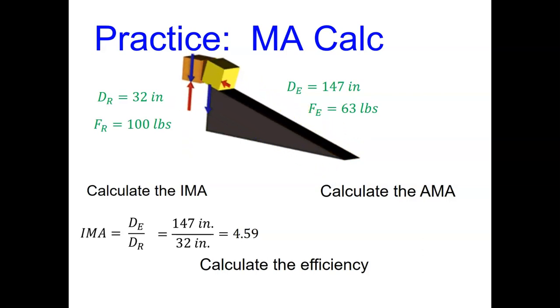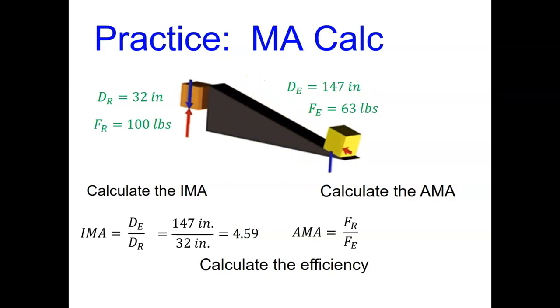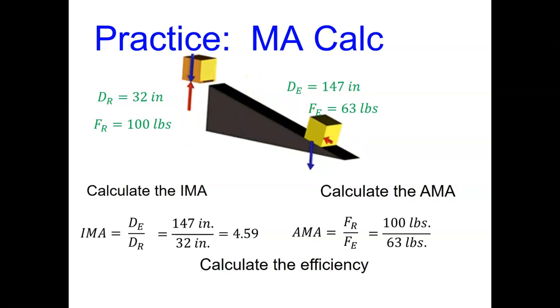Now, our AMA, let's do the same thing, keeping in mind that we're actually using forces to measure this out. So I'm going to write down our equation. AMA is the ratio between your resistance force, which is the box we're trying to lift, versus the effort force, which is the force you're actually putting into that push. So we're going to toss those numbers in. I know that my box weighs 100 pounds. I know I'm only putting in 63 pounds, which is a good advantage. And I find my AMA to be around 1.59.